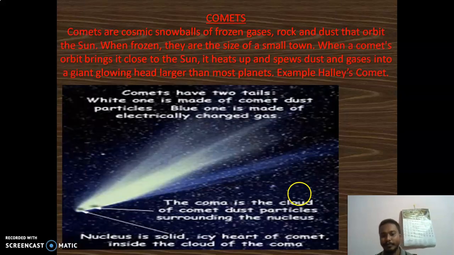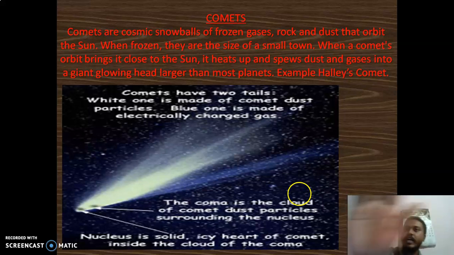Next is comets. I hope we all know comets. We have already read the story of Halley's comet. That is a comet named Halley. Comets are cosmic snowballs, that means they are made up of ice, rock, and dust that orbit around the sun. We have already given you one story. It starts from far Neptune, the last planet, and then comes passing by all the planets, rotates around the sun and goes back.